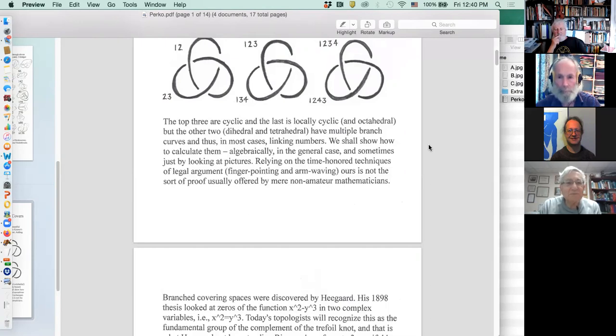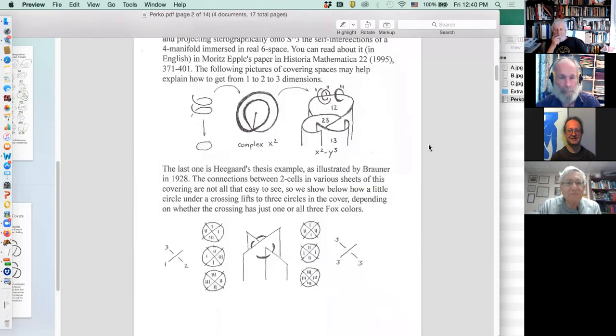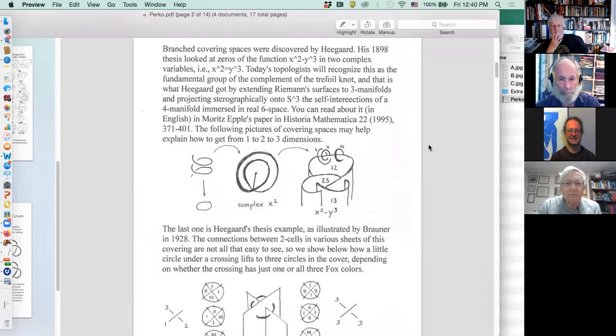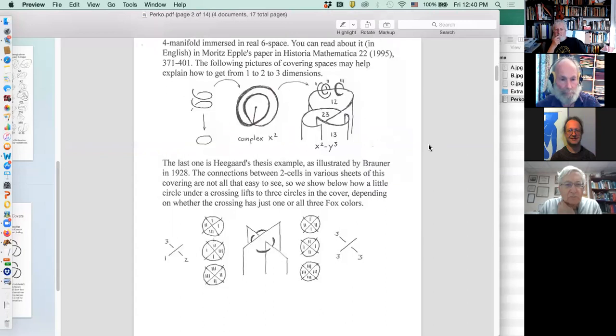Anyway, if you scroll to the next page, this shows again how you go from a one-dimensional covering to the Riemann surface to the thing on the right, which is what Hagar did in his thesis. And then I think you pointed out, Lou, that the bottom part of that page gives a breakdown on how the 2 cells get related based on whether you've got a tricolored crossing or a monocolored crossing.